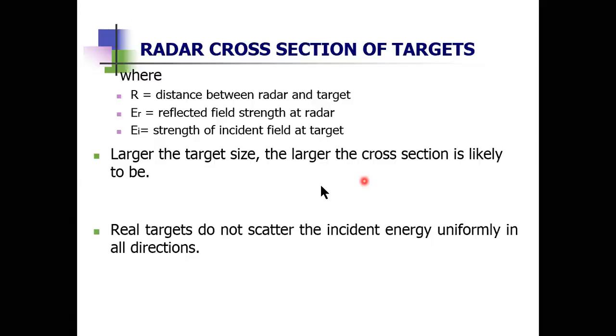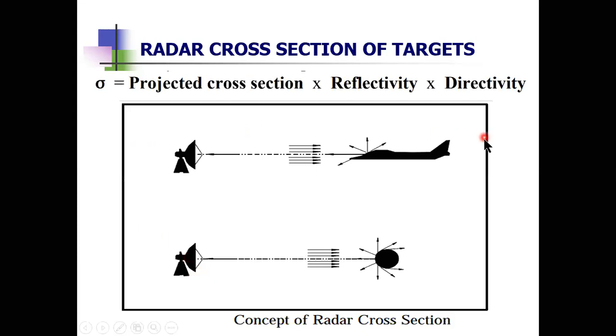But real targets actually do not scatter the incident energy uniformly in all directions. The larger the target size, the larger the cross section is likely to be, since the intercepting area would be more. So this is the problem: real targets do not scatter uniformly. The power scattered by a target in the direction of the radar receiver, and hence the radar cross section, is usually calculated by solving Maxwell's equations with proper boundary conditions, or computer modeling could also be used. So this is how we usually calculate it. Now this is a figure which shows the radar cross section.